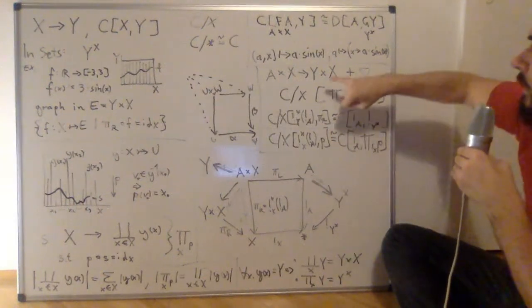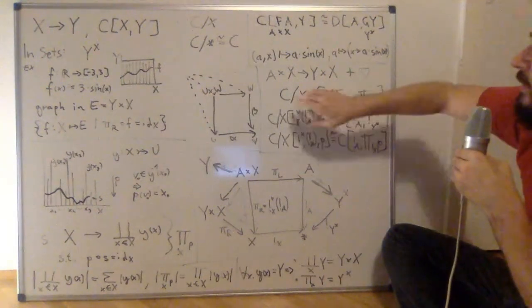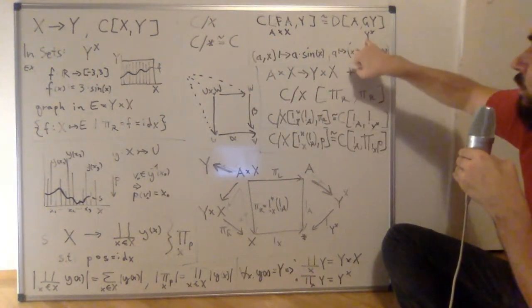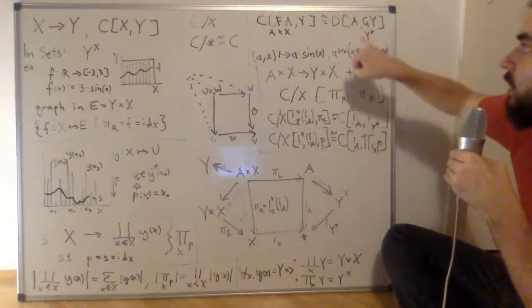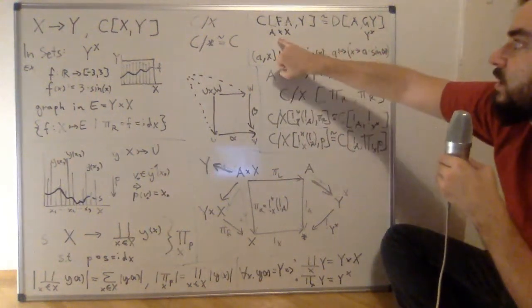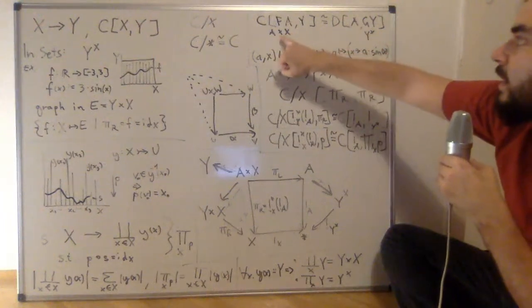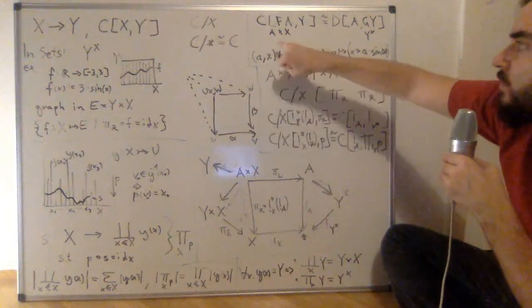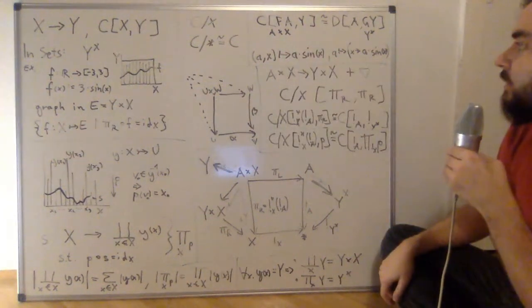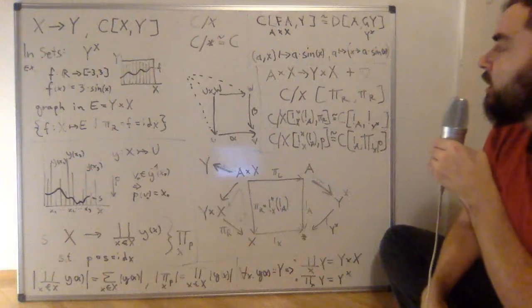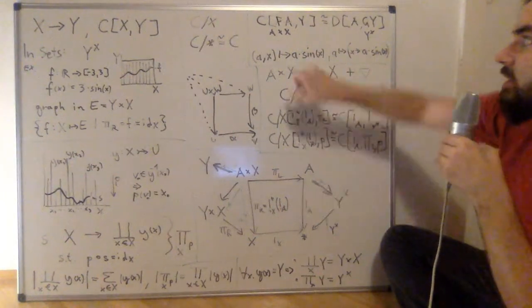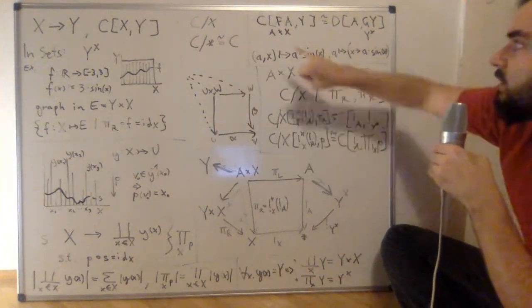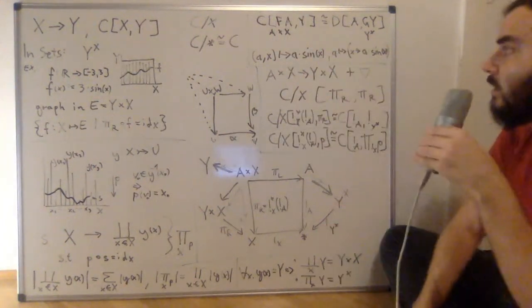Okay, so first, given functions. We have seen that functions from a to y to the x are in bijection with functions from a times x to y. And so where we are going to start is on this side. So we start with a times x to the y. This is something we can build in a Cartesian closed category.